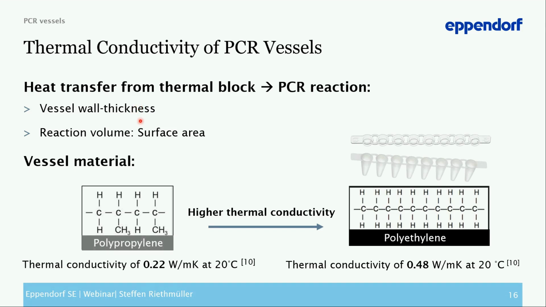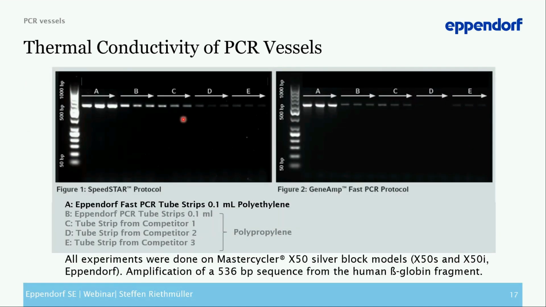And most of these fast PCR consumables are made of polypropylene. And polypropylene has one problem. At a certain point, it cannot get thinner because then the tubes smash easily. There are some other materials you can use, like polyethylene. This has a much higher thermal conductivity. And the results on the next slide underline that it's sometimes beneficial to use fast PCR tubes or strips made of polyethylene. Here you see the results from 2 fast PCR protocols.